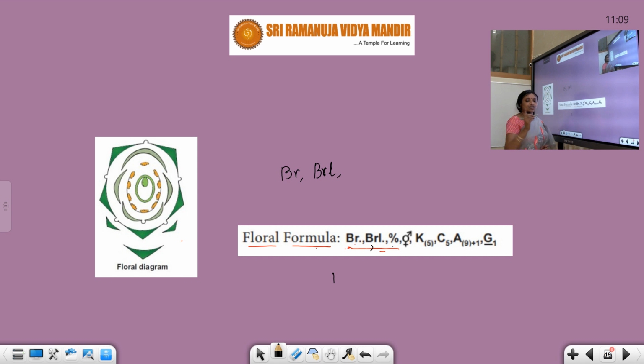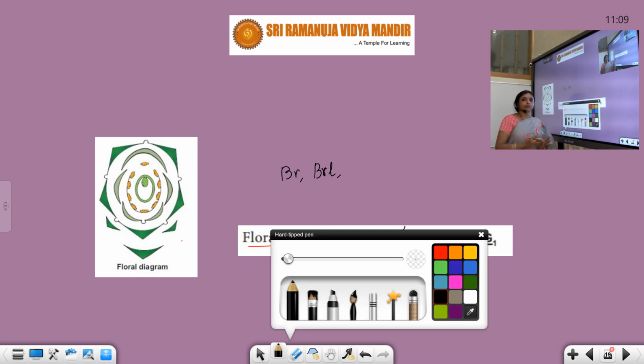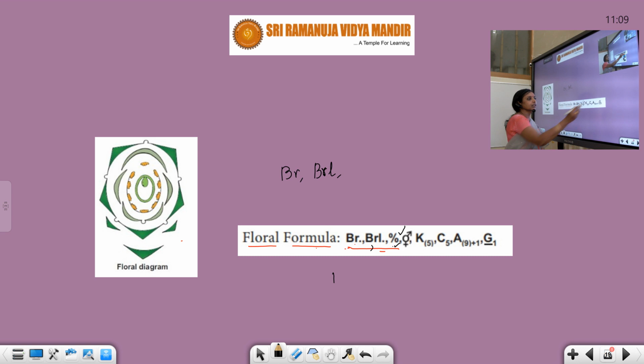Zygomorphic, I explained just now: if a flower can be divided into two equal halves from only one plane, that is crossing the center, that is called zygomorphic. So, here in the papilionaceous corolla we have seen one standard petal, a big petal, is there. So, it cannot be separated into equal halves from all the planes. One petal is very long. So, the flower is cut into equal halves from one plane, and that is zygomorphic. So, here the percentage sign represents a zygomorphic flower.